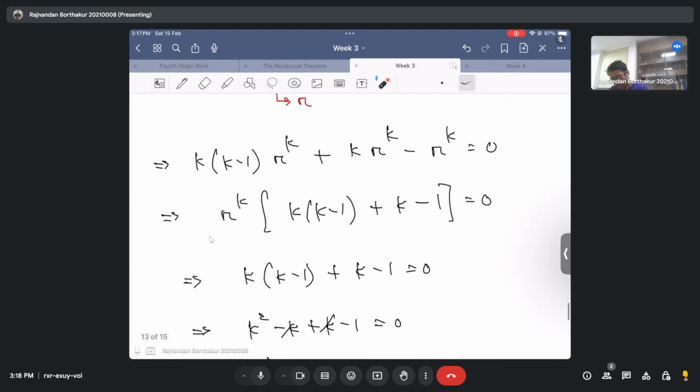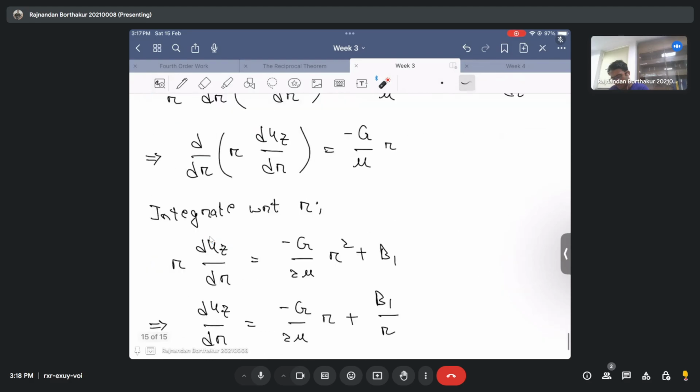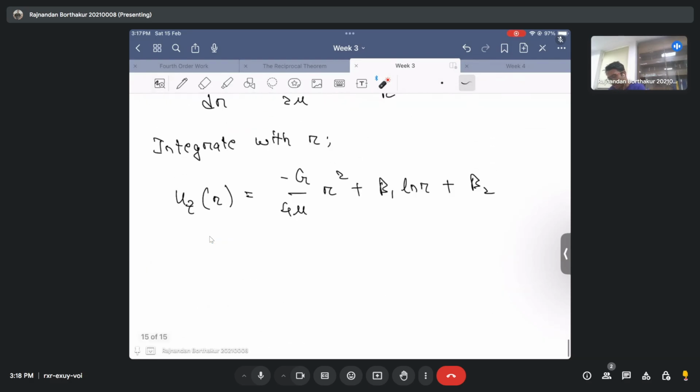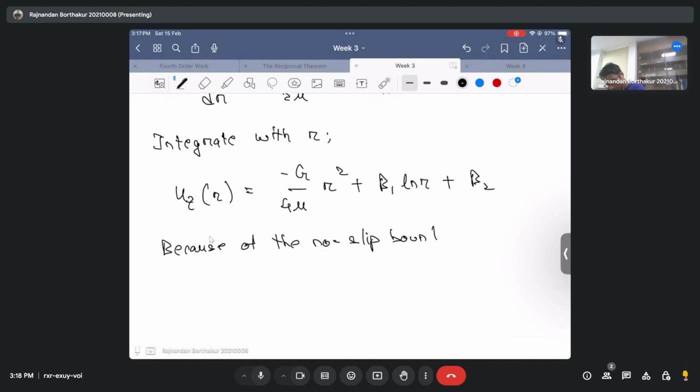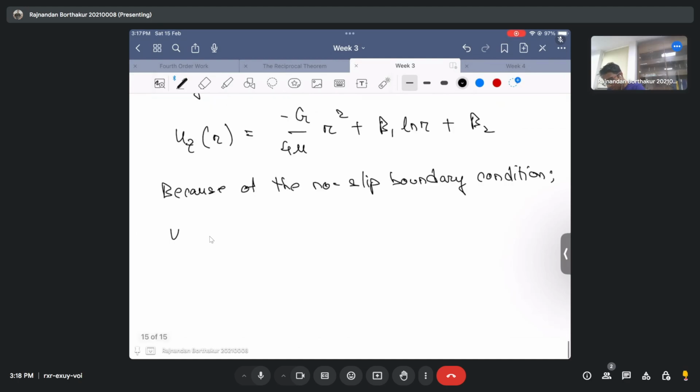I hope you understand what I'm trying to say here. So I'll write it down: because of the no-slip boundary condition, my uz at r equal to A and my uz at r equal to B are just going to be equal to 0.